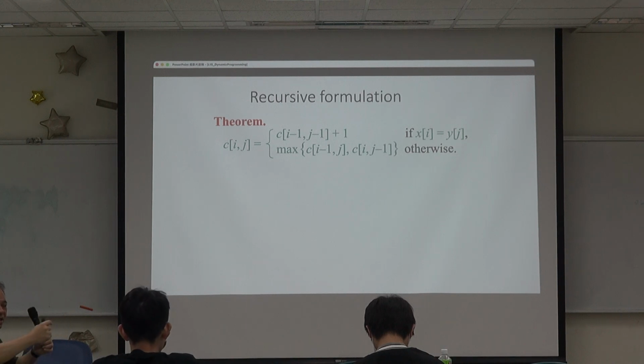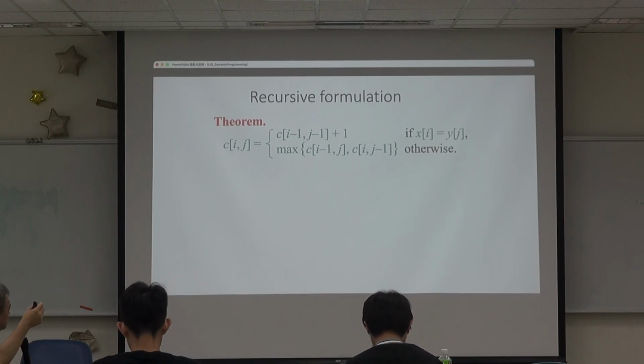如果你现在这两个的那个 prefix，那么最后一个字是一样的，那你这个最后那个字一样，你可以把最后那个字一样当做一个，一定会加一嘛，那就把前面那个 Ci minus 1 j minus 1 那个最长的那个 LCS 的长度再加一，right?